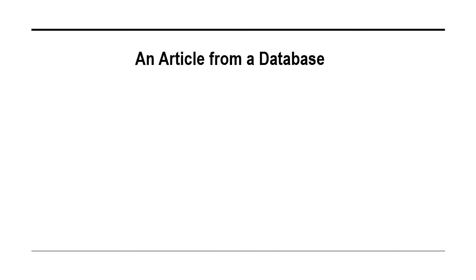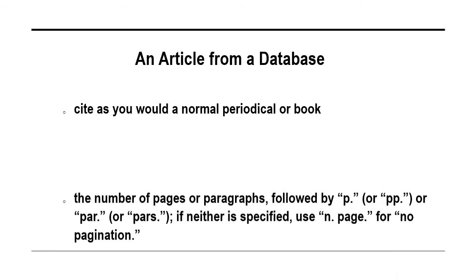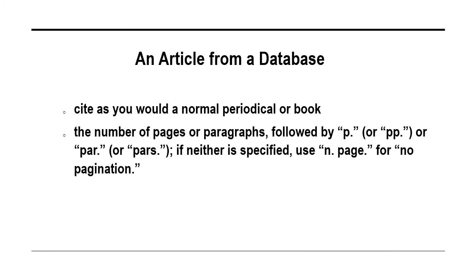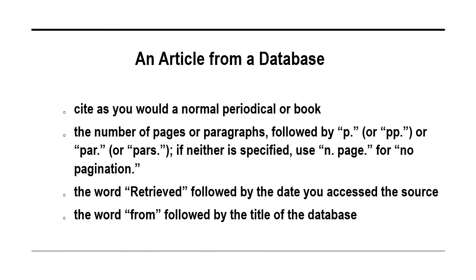So we can also get information in an article from a database. So the things that we need, cite as you would normal a periodical or book. The number of pages or paragraphs followed by p period or par. If neither is specified, use n.pag for no pagination. The word retrieved followed by the date you accessed the source. The word from followed by the title of the database.